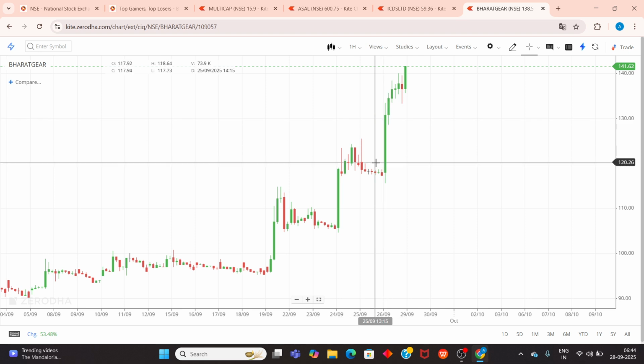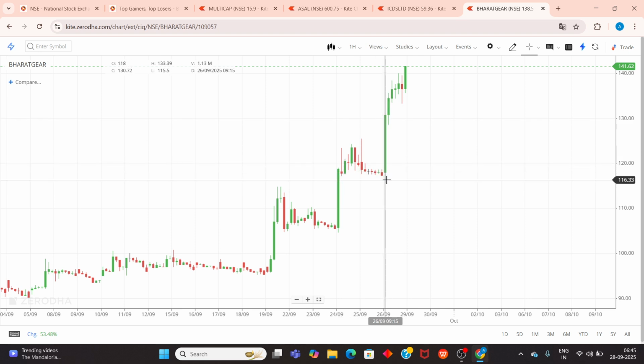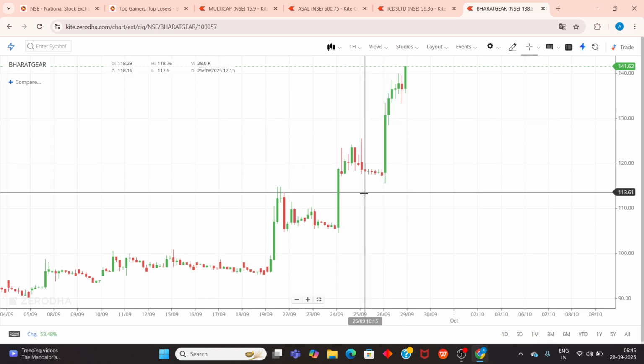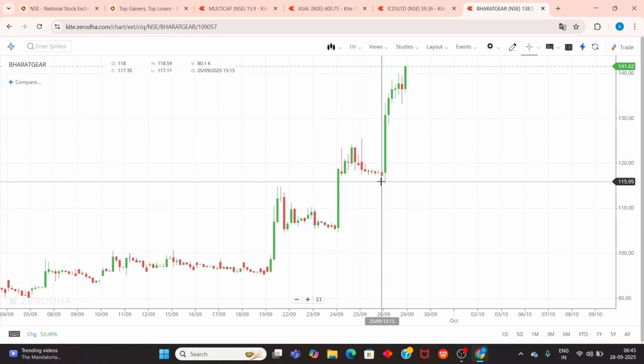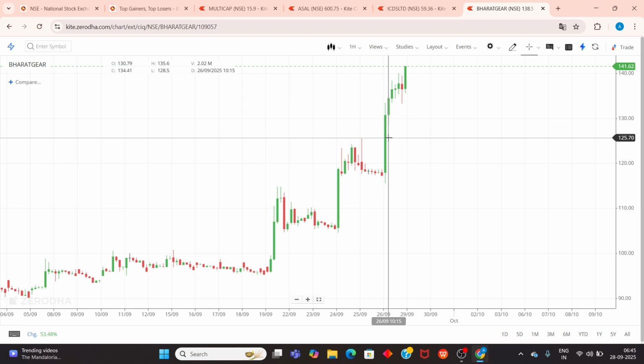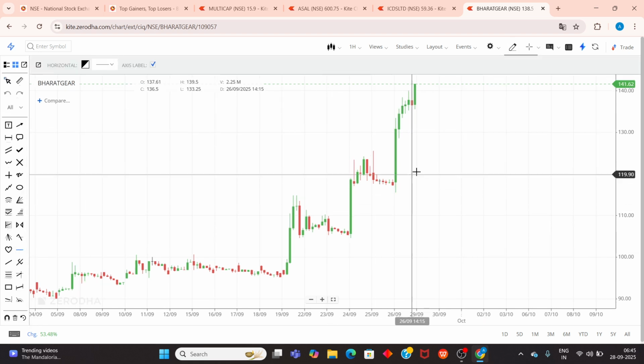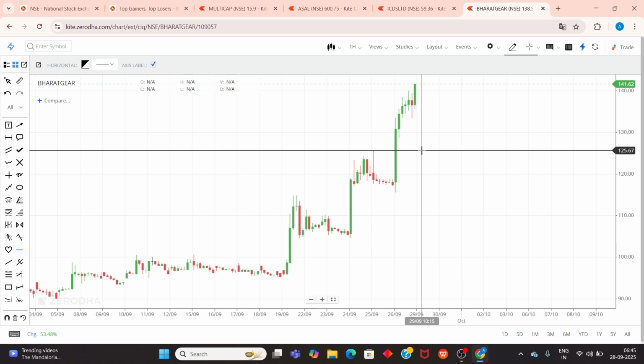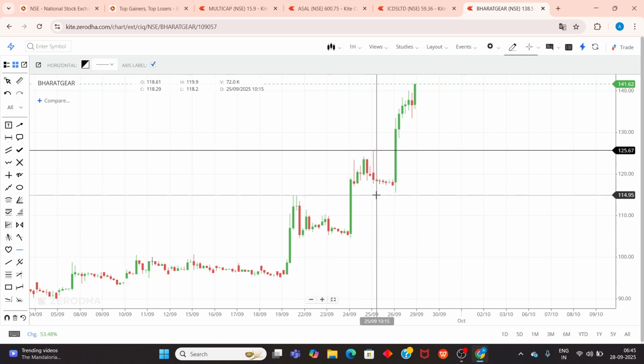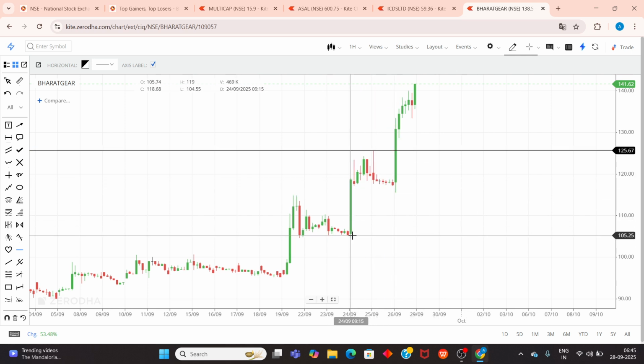Okay, see here, this is the 26th September 1 hour candle. And here you can see that it's clearly forming the higher high. This is the high which has been made. So let me mark that. See, this is the high which has been made as per the higher high pattern.